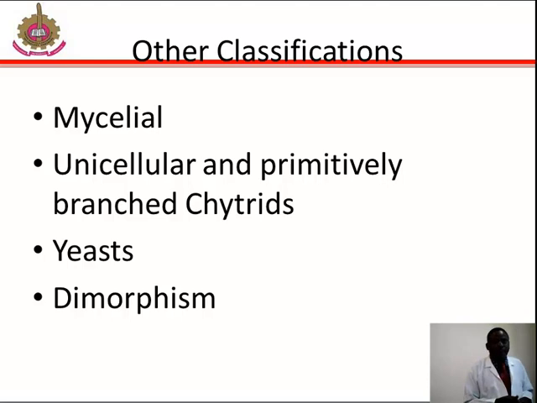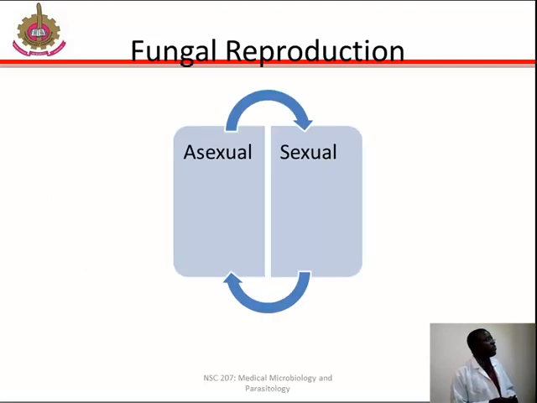The other way you can classify fungi is by their mycelia. You can say they are unicellular and primitively branched cycles. Some are yeast, whereas some are dimorphic. You have to know what all those mean.